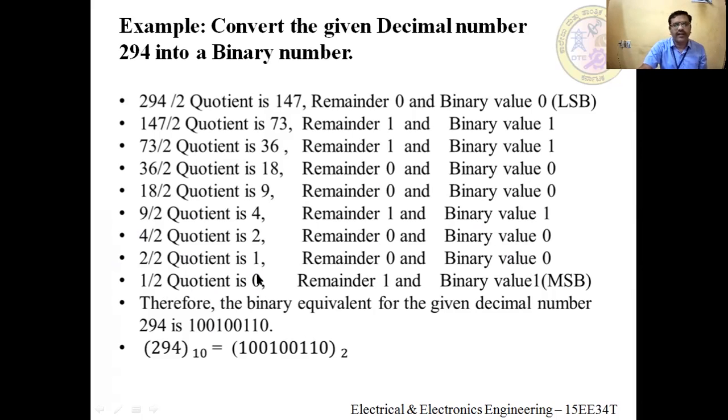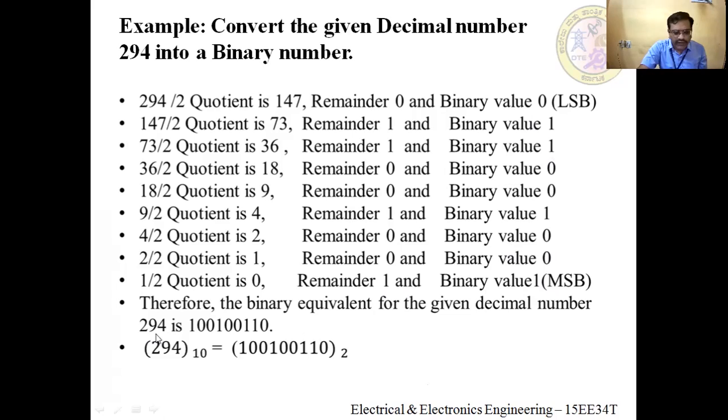See here, you can see here. The quotient is 1 in the last step. Further division is not possible. Therefore, remainder is 1, so binary value is 1. So you have to write from what? From MSB to LSB. So you have to write in the reverse order. So first you have to write 1 0 0 1 0 0 1 1. So like this.